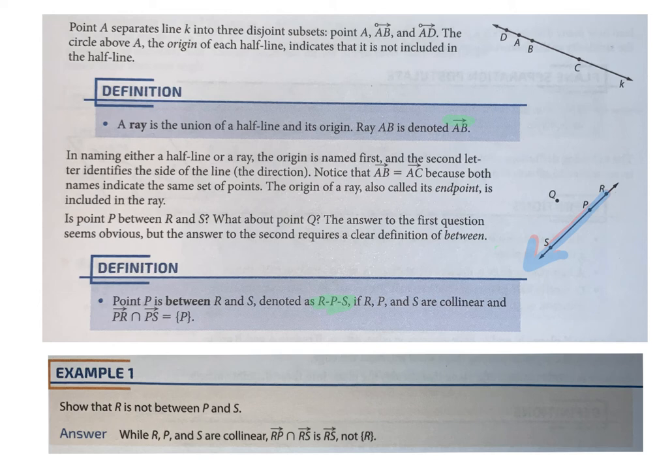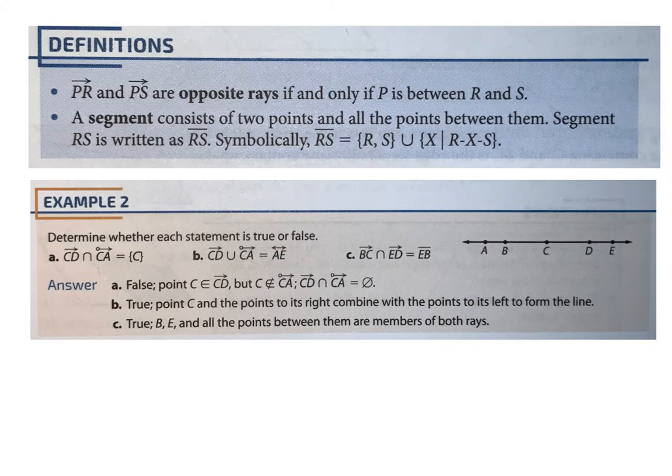All right. Opposite rays, PR and PS are opposite rays if and only if P is between R and S. So opposite rays basically form a line. That's what this is. If you have the same endpoint of the ray, and they are collinear, then they're going to be opposite rays.